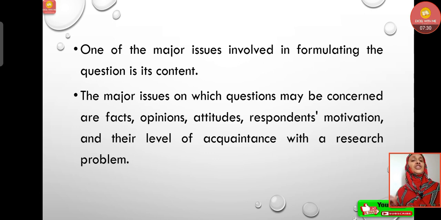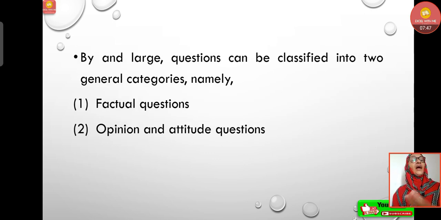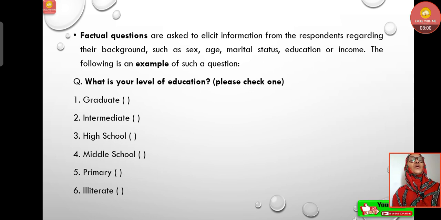The major issues with which questions may be concerned are facts, opinions, attitudes, respondents' motivation, and their level of acquaintance with the research problem. It's not easy to make these tools and get the data from the participants. By and large, questions can be classified into two general categories, namely factual questions, and secondly opinion and attitude questions. Now, what are factual questions?